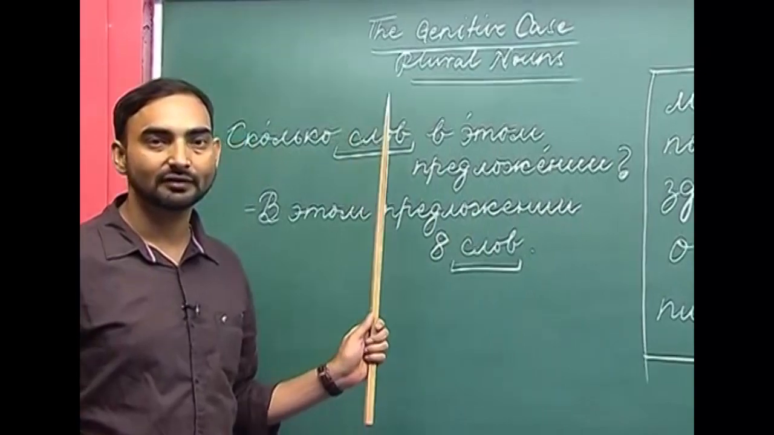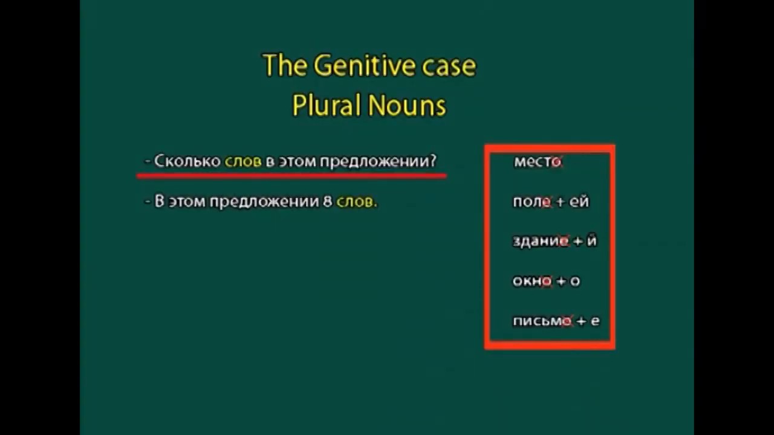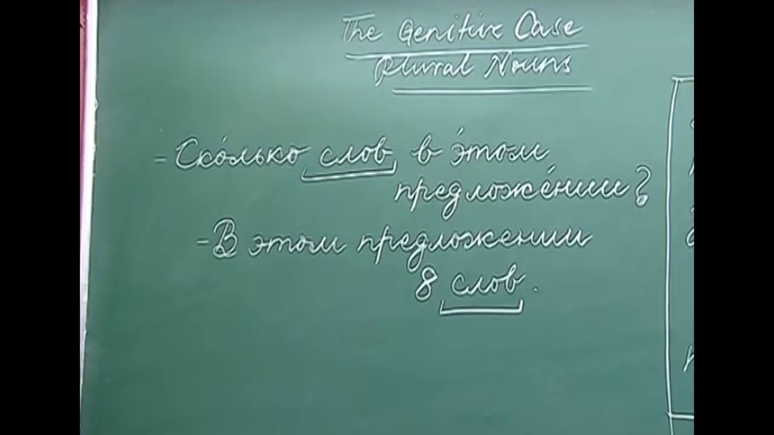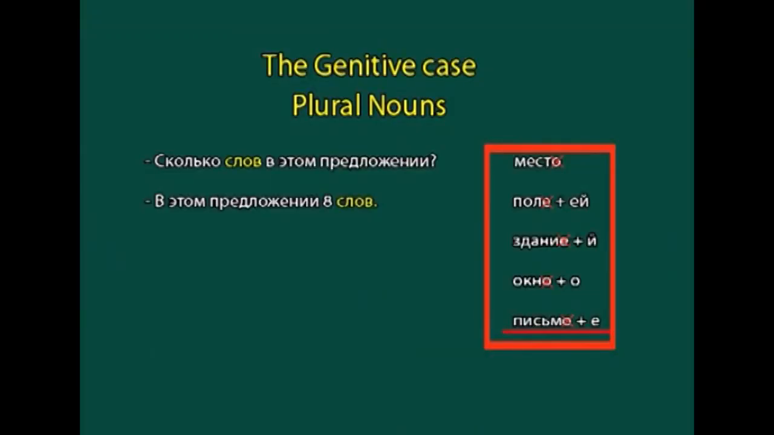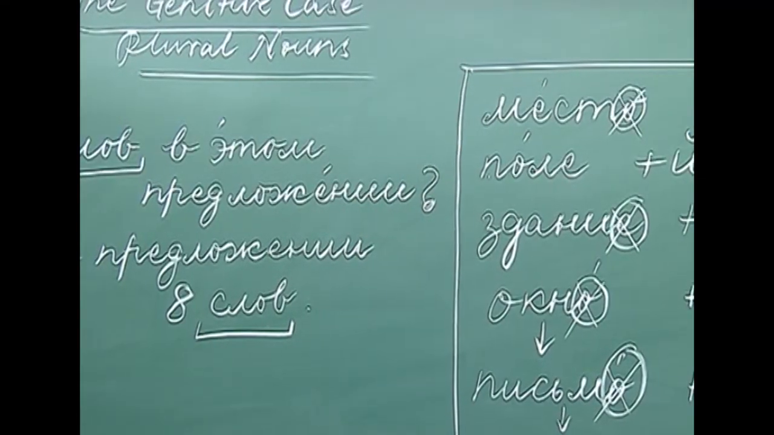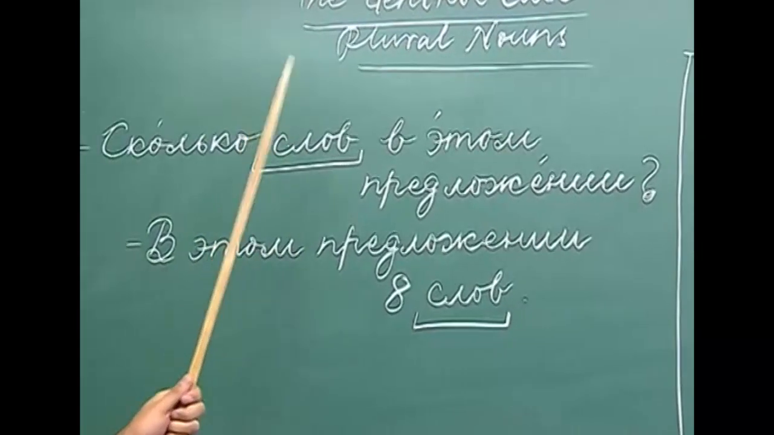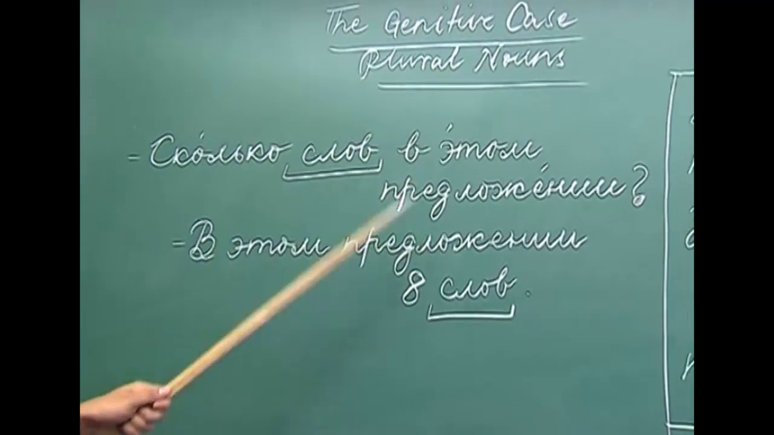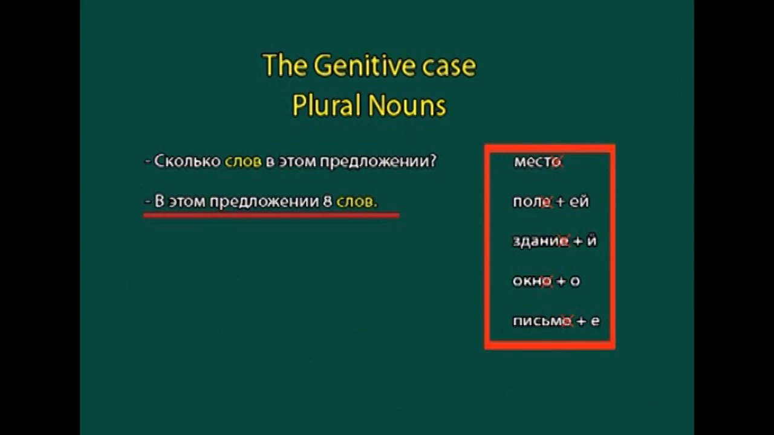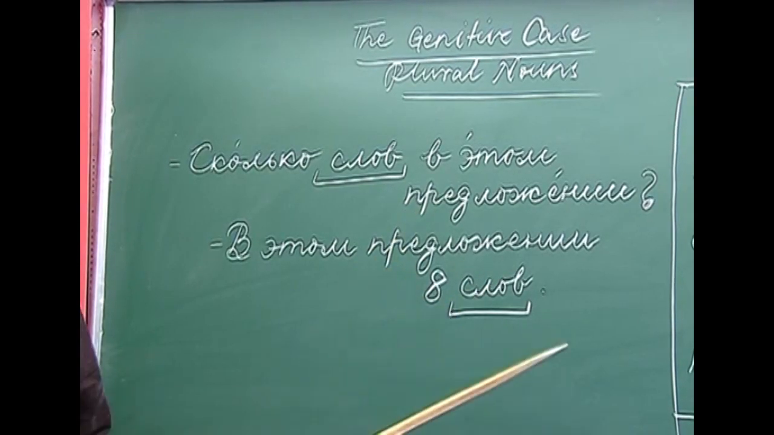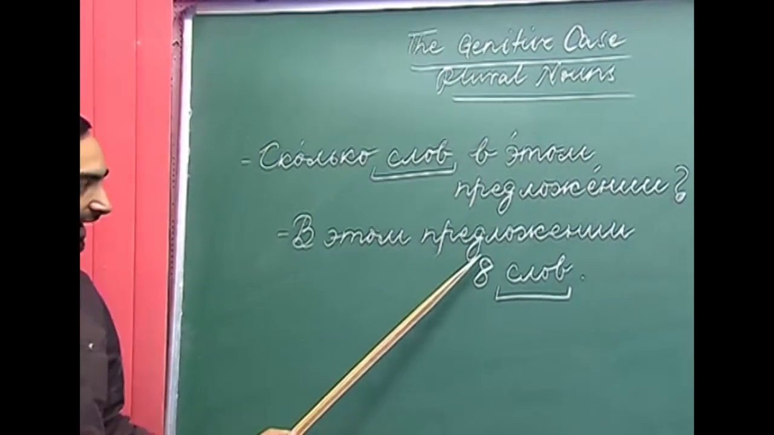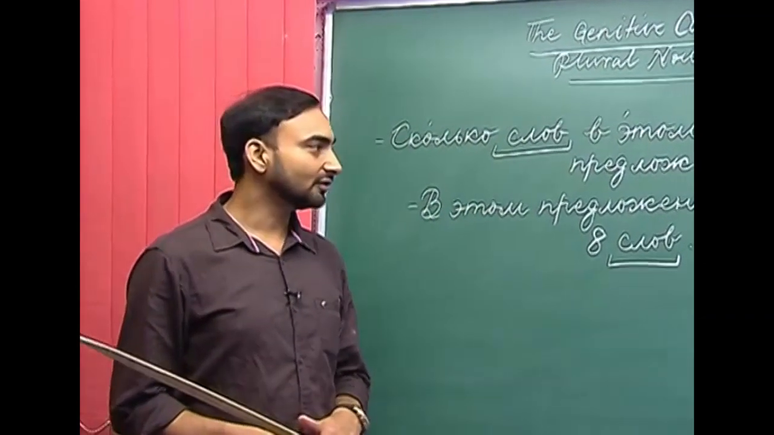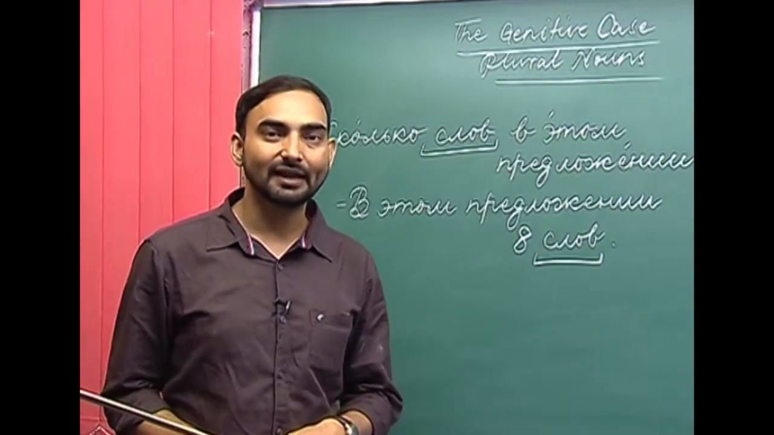Now let us look at some examples. Skolka slof vaitam pridlasheni. Slof is the genitive plural form of slova. Slova ends with o, and we have discussed whenever a noun ends with o, how do we form its genitive plural? We drop the ending. So in slova, if you drop the ending which is o, we get slof. Skolka slof vaitam pridlasheni. How many words are there in this sentence? Vaitam pridlasheni vosim slof. There are 8 words in this sentence. So after 8, you have to use genitive plural, and after skolka again, we have to use genitive plural.